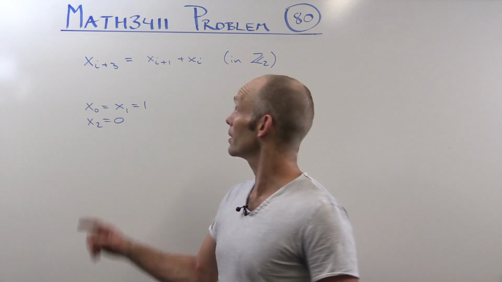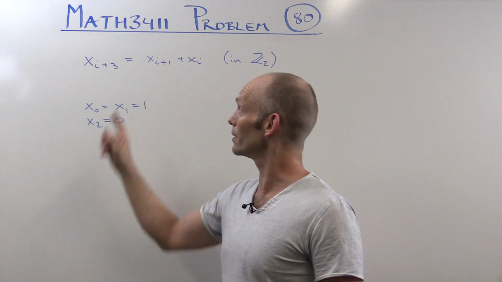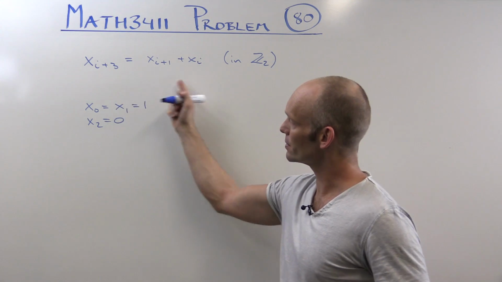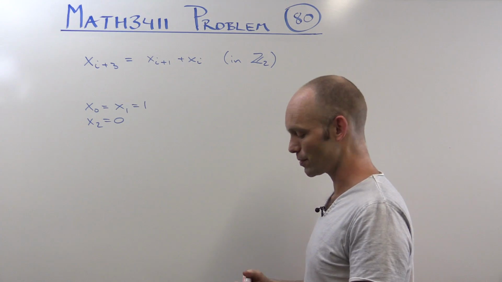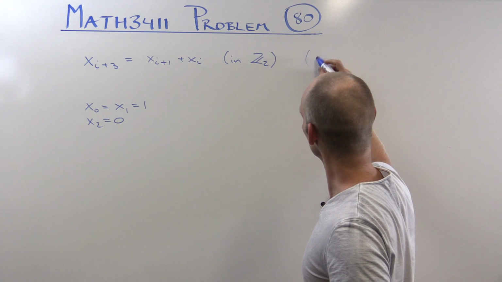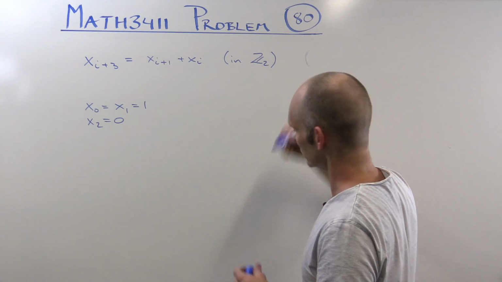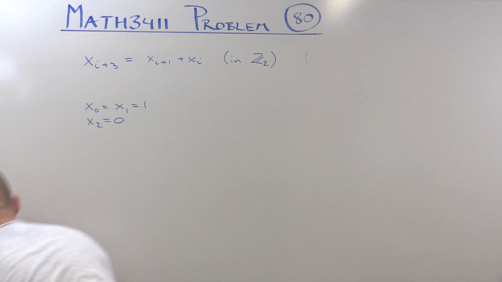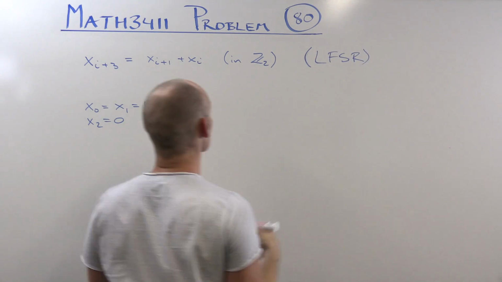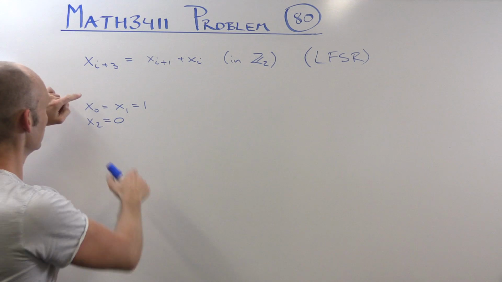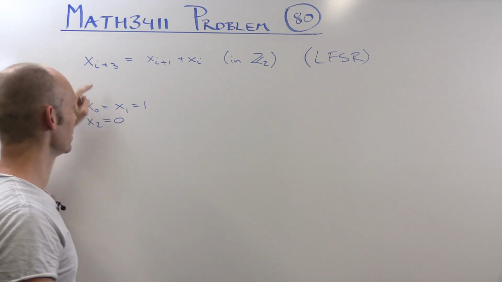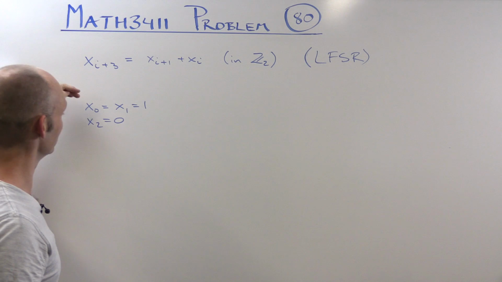My name is Thomas Britz, and I'll be looking at problem number 80 in the course 3411. So, this problem here is about iterations, and in particular it's about linear feedback shift registers, or LFSRs, and what they are about is just that we have a sequence of numbers x0, x1 and so forth that we iteratively generate.